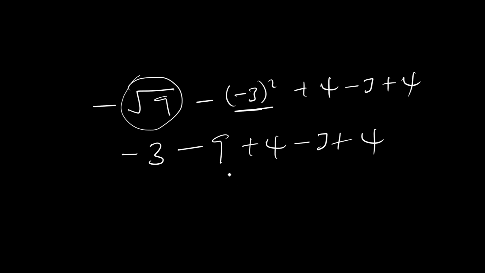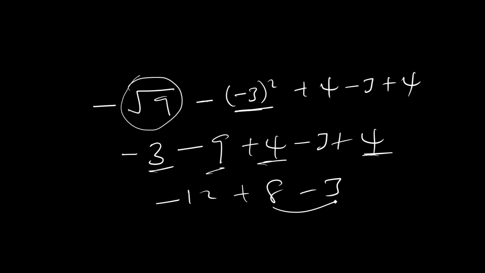So let's look at them one by one. We have 4, 4, so 8. Minus 3 minus 9, so minus 12 plus 8 minus 3. So this side will give me 5. So minus 12 plus 5. That would be minus 7.